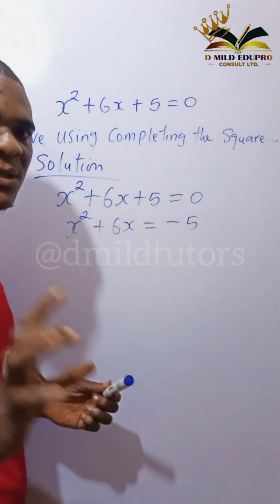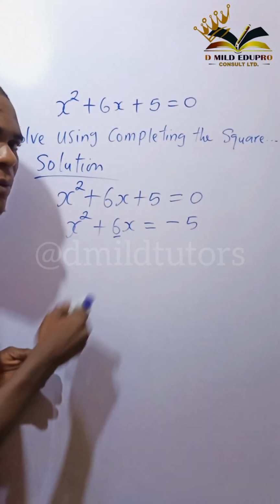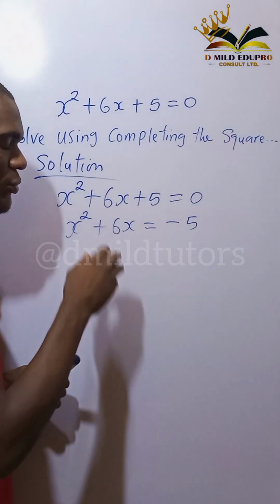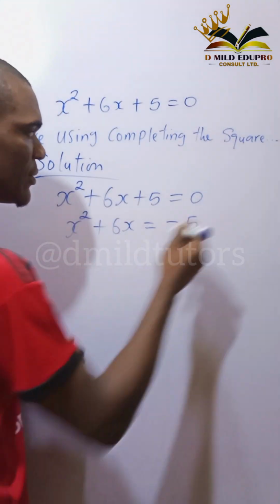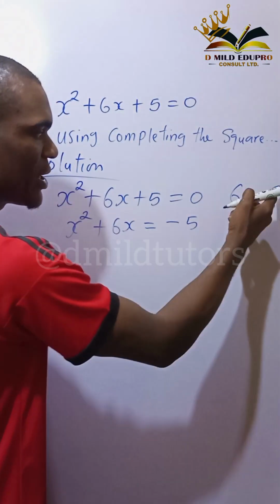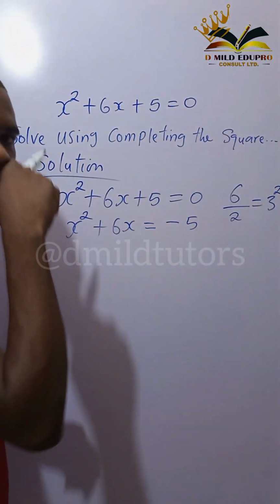Now, when that is done, which is the first step, the second step is the coefficient of this x variable, you have to divide it by 2. So if you divide 6 by 2, you have 3, then you square it. So you have it this way, equals 3, and then you square. When you square this, you have 9, right? But then you're going to add it to both sides of the equation.